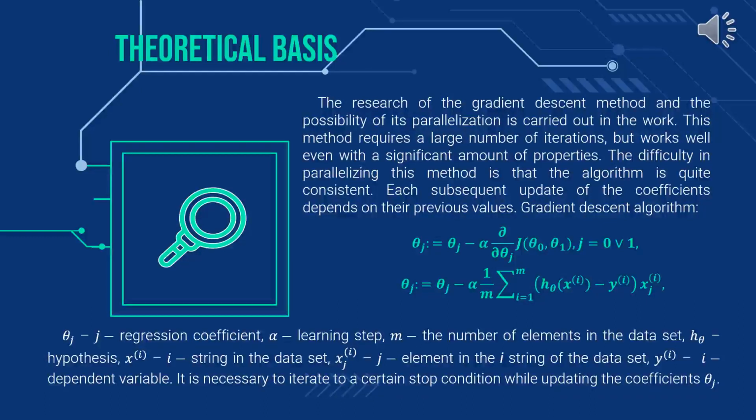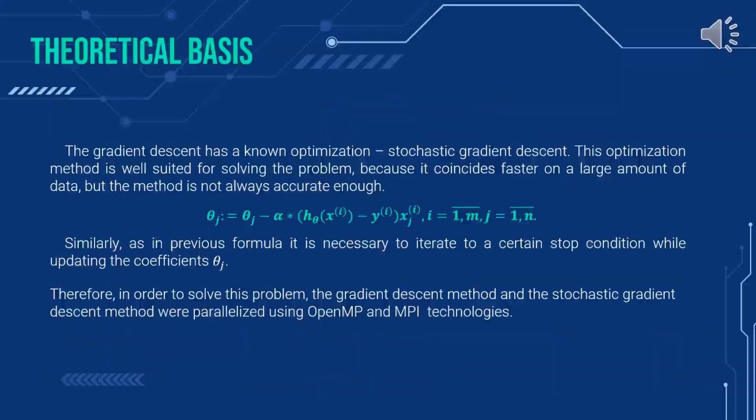Gradient descent algorithm. Theta j, regression coefficient. Alpha, learning step. m, the number of elements in the dataset. h theta, hypothesis. x i, i-th row in the dataset. x j i, j-th element in the i-th row of the dataset. y i, dependent variable. It is necessary to iterate to a certain stop condition while updating the coefficients theta j.